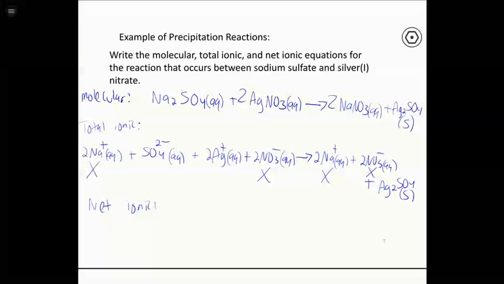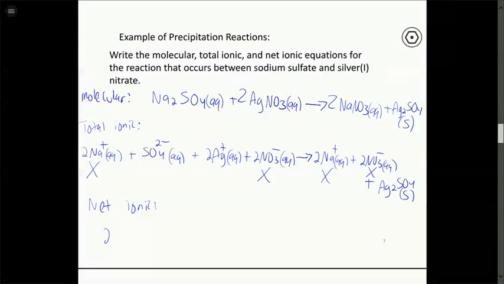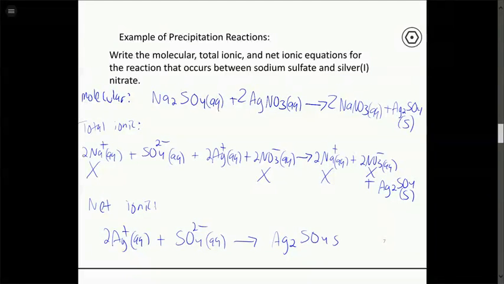And so in our net ionic equation, what we're left with are 2 Ag+. Again, conventionally we do cations first. SO4 2-. And then on the product side we have the combination of those two, which forms a precipitate, Ag2SO4. All right, so once again, the net ionic equation for a precipitation reaction is just the cations and anions that combine together to form the insoluble precipitate. Nothing else is included. All right, any questions on that?